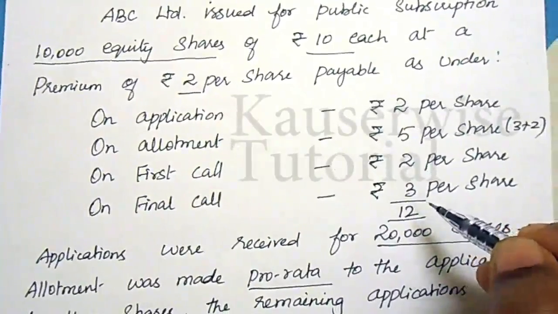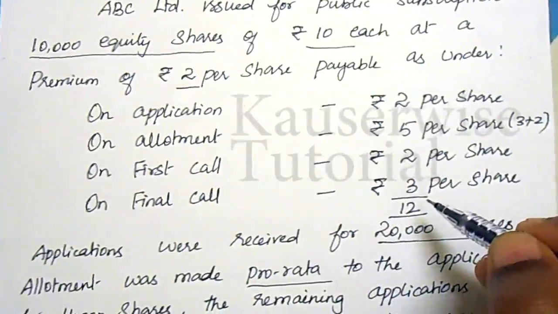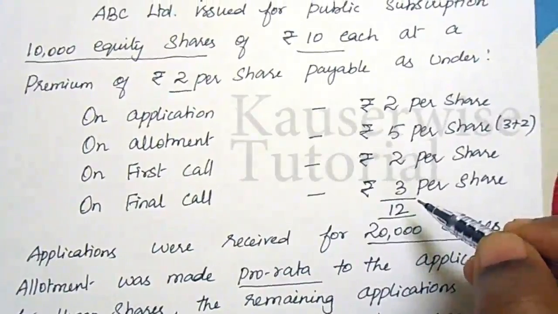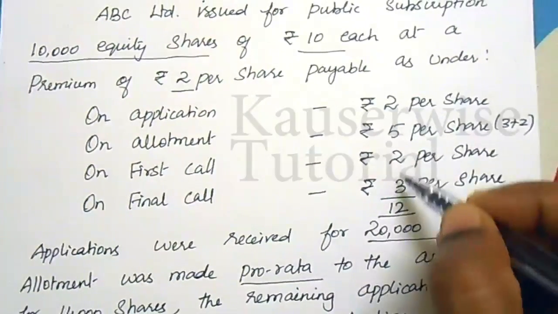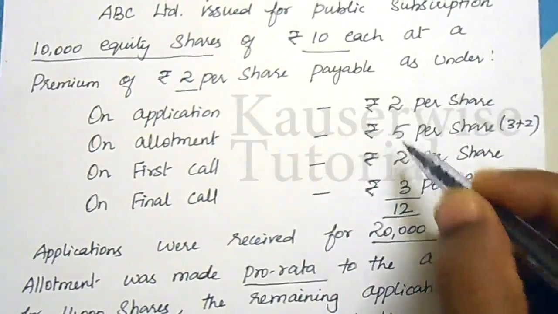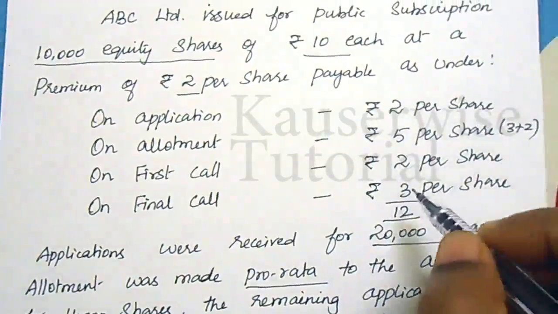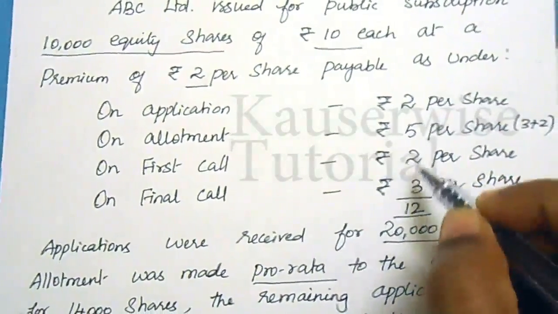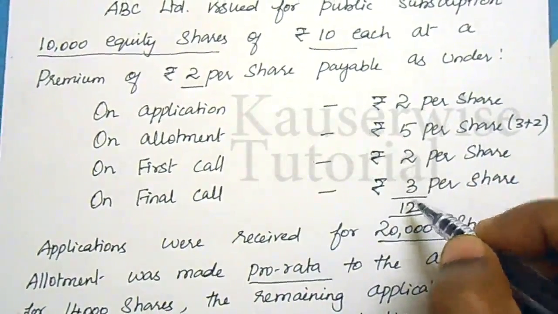And the second one, Jonas, to whom 1,000 shares were allotted, failed to pay only the calls, that is first call and final call. He has paid allotment money and application money. He has failed to pay only the calls, that is first call and final call money.